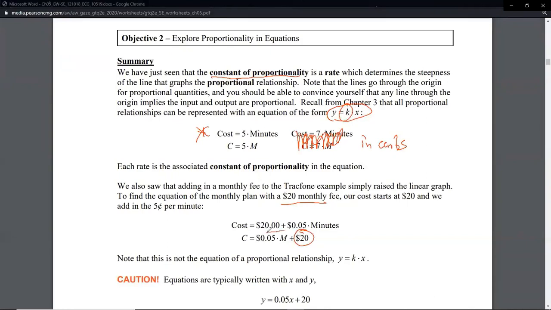So this 0.05 M is the same thing as this, except now our cost is in dollars. These 2 things are the same. It's just one is in cents and the other is in dollars. But then this is a total cost. So we're adding in that fixed fee, that flat fee we pay every month of the $20. So this 0.05 M, that's our variable amount, and then the 20 is our fixed amount. And as always, our variable amount needs a variable next to it.